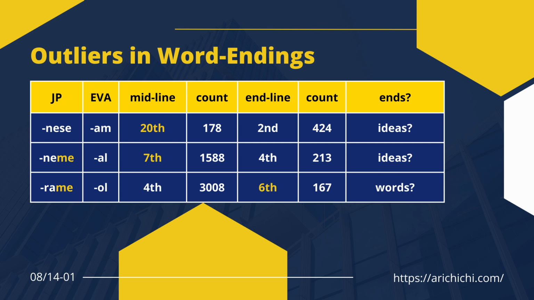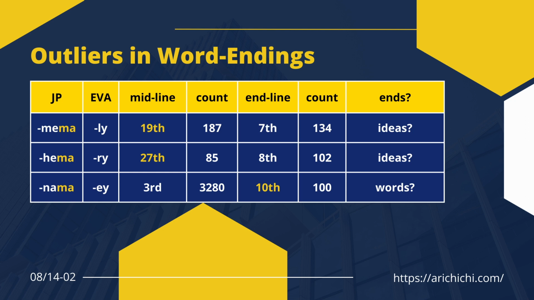Name, EVA al, which is less so lower on midline endings than expected. Rame, EVA ol, which is a little higher on midline endings than expected. It would mean that it is detrimental to mid-sentence word endings. Memwa, EVA li, which is lower on midline endings than expected. Since it ends lines more often than not, it would mean that it ends ideas. Emma, EVA rai, which is way lower on midline endings than expected. Since it ends lines more often than not, it would mean that it ends ideas.